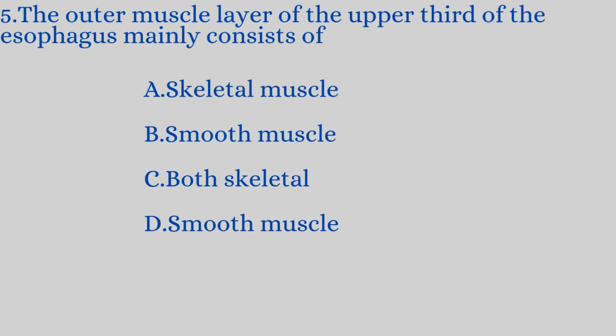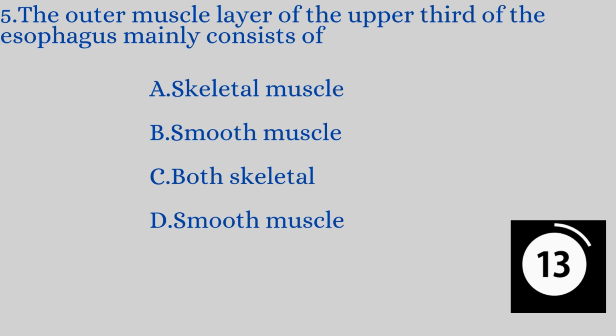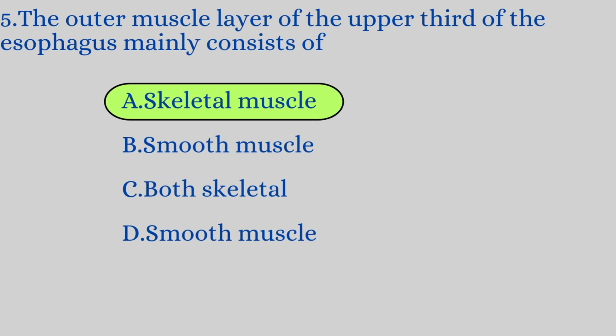5. The outer muscle layer of the upper third of the esophagus mainly consists of: A. Skeletal muscle, B. Smooth muscle, C. Both skeletal, D. Smooth muscle. The answer is A. Skeletal muscle.